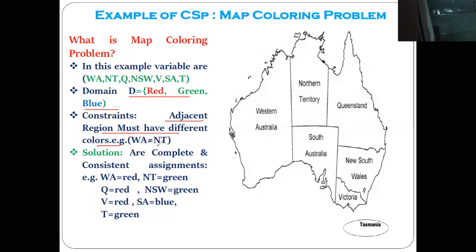Okay. Now here you can see WA and NT. These are adjacent to each other. Can we give the same color to this region and this region? No. Understood. Now, for example, let's try to color this. Suppose we give red to this region. Then suppose we give green here. Can we give the green here? Yes, it is satisfying the constraint.